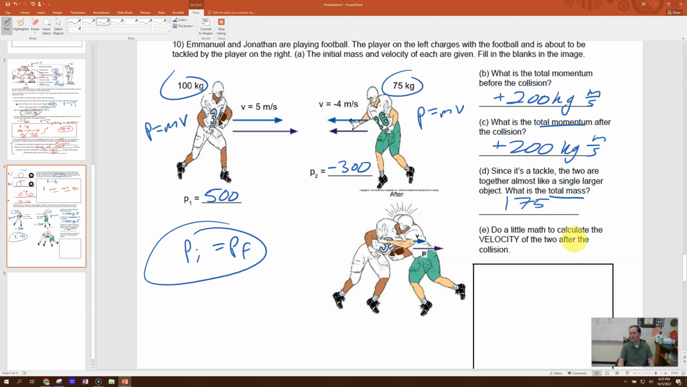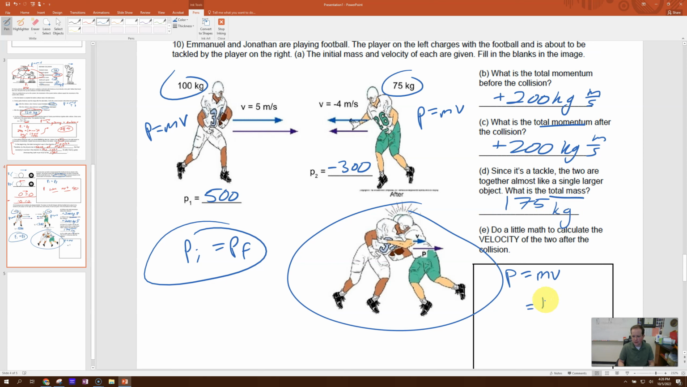Letter E, do a little math. Calculate the velocity of the two after the collision. How could I figure out the velocity? Well, I remember that there's this momentum equation. If I know these two things, I could figure out the velocity. Do I know the mass after the collision? Yeah, remember, it's the two objects combined. So that's 175. So all I need to know now is the momentum of these two objects, and I can find V. What's the momentum? Oh my gosh, we did it! The momentum after must be the momentum before, so that's 200.